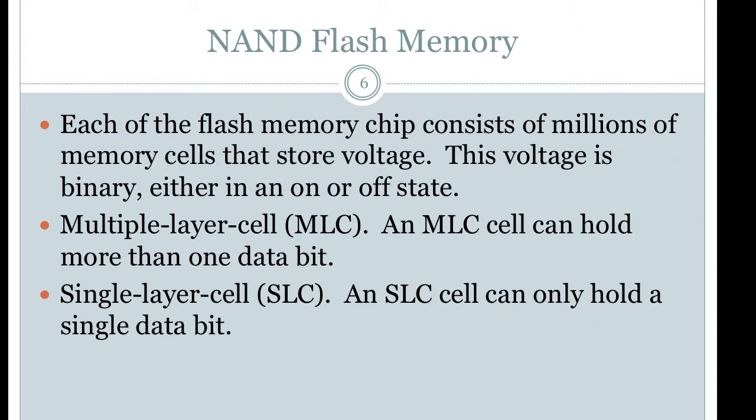Each of the flash memory chips consists of millions of memory cells that store voltage. This voltage is binary, either in an on or off state. There are two types of NAND flash memory chip: multiple layer cell and single layer cell. An MLC cell can hold more than one data bit. An SLC cell can only hold a single data bit.